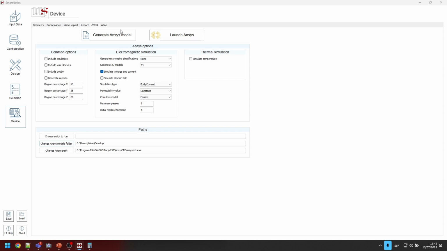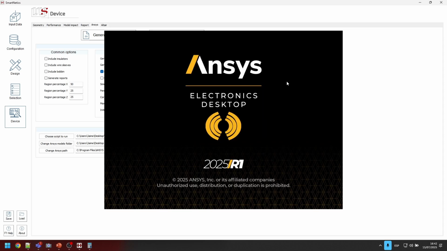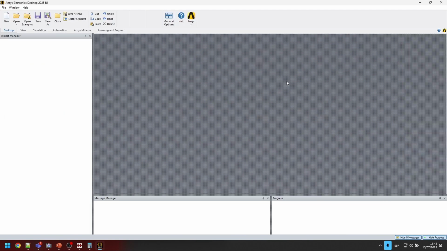So without knowing anything about the finite element software, you can generate a model, and if you have a valid license of ANSYS in this computer, you can automatically run the simulation. If you don't have a license in here, what you can do is generate the model in here and then send the model to someone that has a license and can run the simulation.